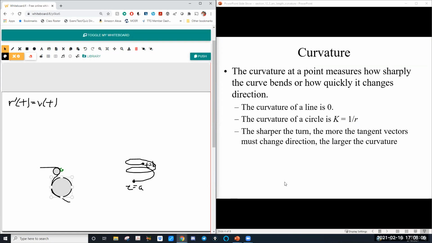So now let's talk about curvature in terms of tangent vectors, because this is where the formula comes from. So the sharper the turn, the more the tangent vectors must change in the direction we're going. So we've got this more shallow turn. If we think of a tangent line moving across that, it doesn't have to change very quickly.